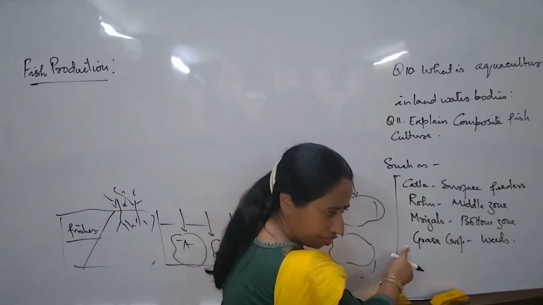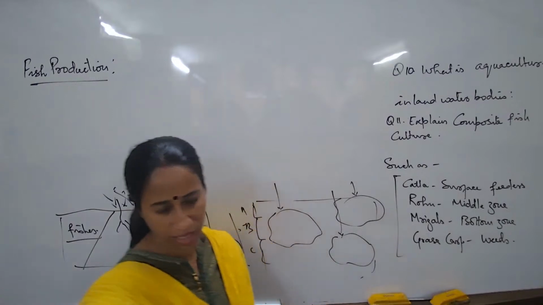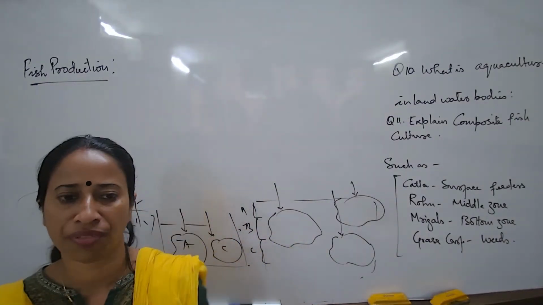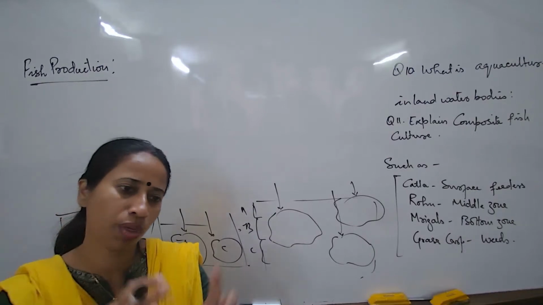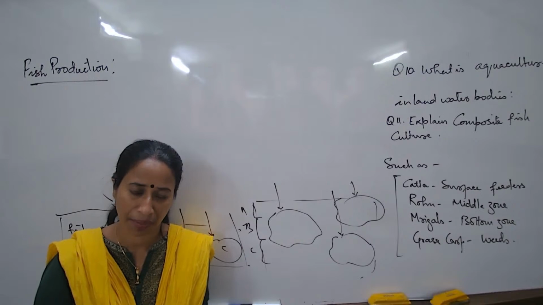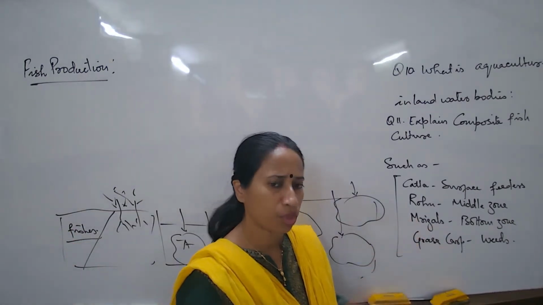This is the type of fish. Now, what are you writing? You are writing the meaning of composite fish culture. What is the definition that you have written? That 4 to 5 types of fishes can be grown in the same pond. But how are you going to select the 4 to 5 types? Can I select any? Different level. So what type of crops to select?